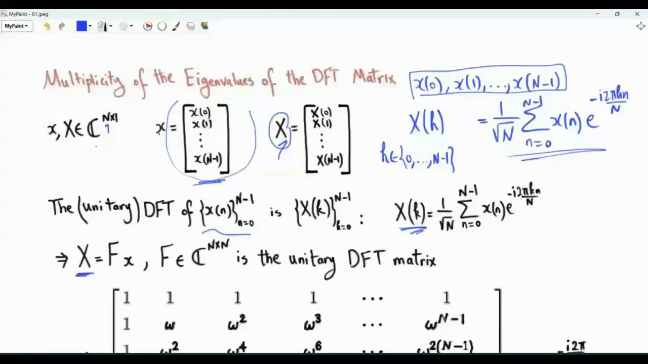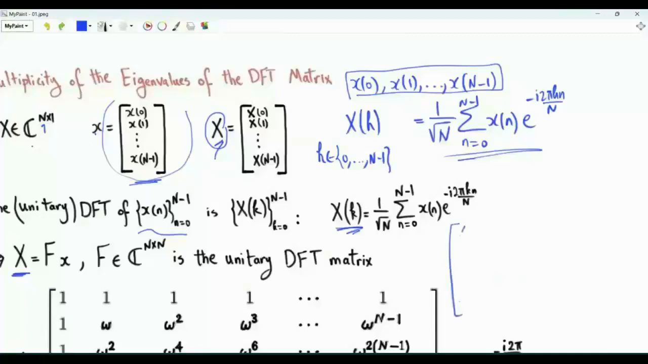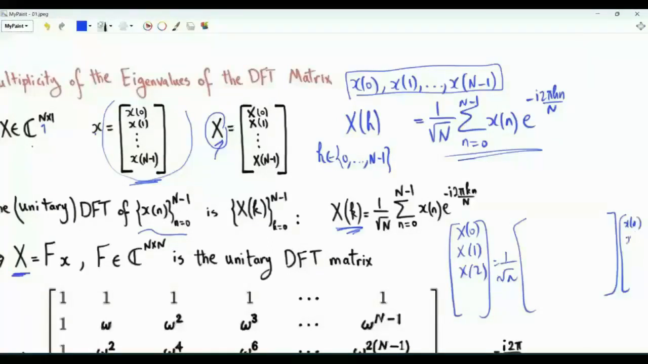We can write down X, which is the DFT of x, as F, the unitary DFT matrix, times x. This matrix has this factor 1 over square root N, but what are the elements of the matrix? Here is vector X, and this is the factor 1 over square root N, and then we have our matrix, and this is the vector x. What should this matrix be?